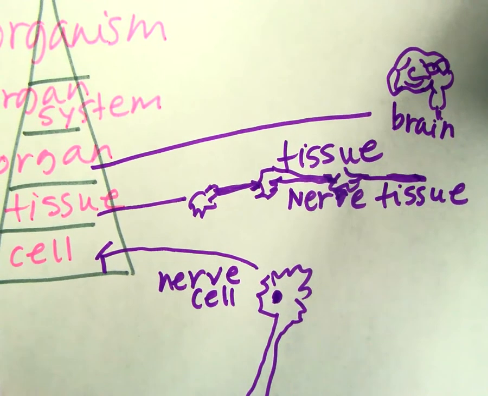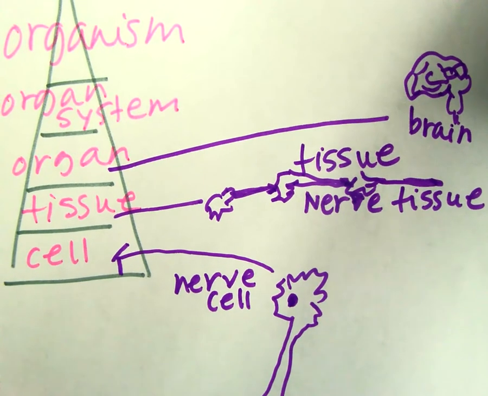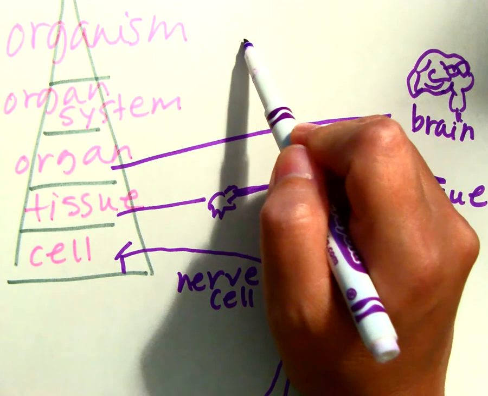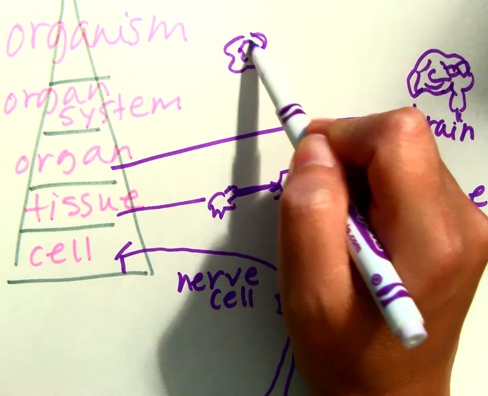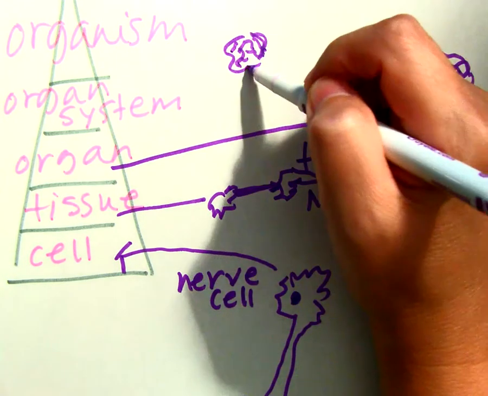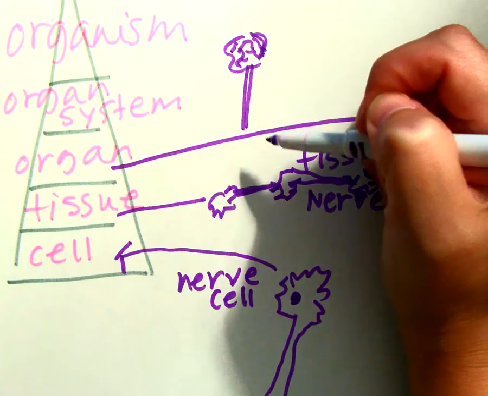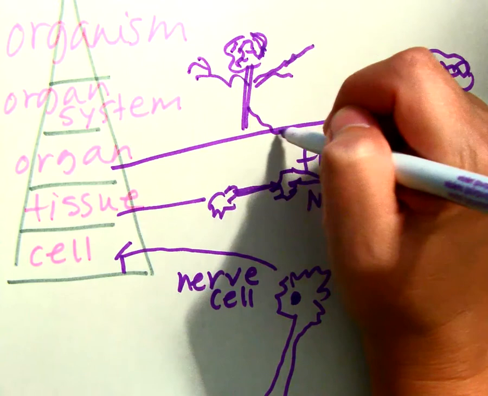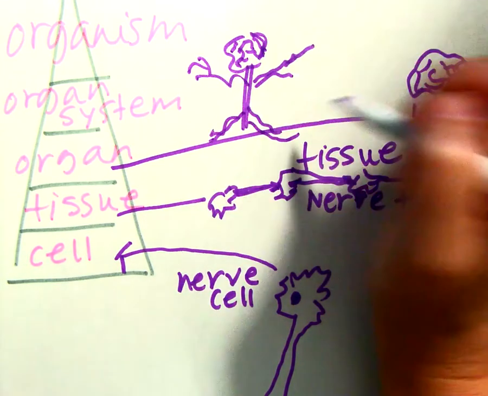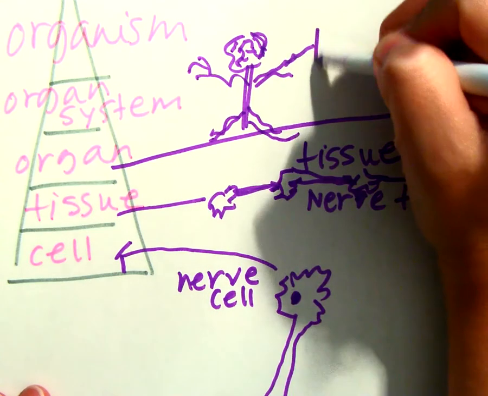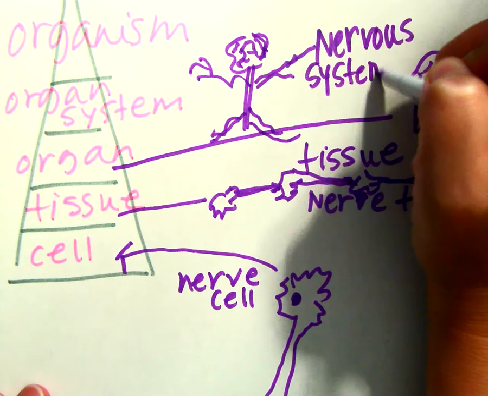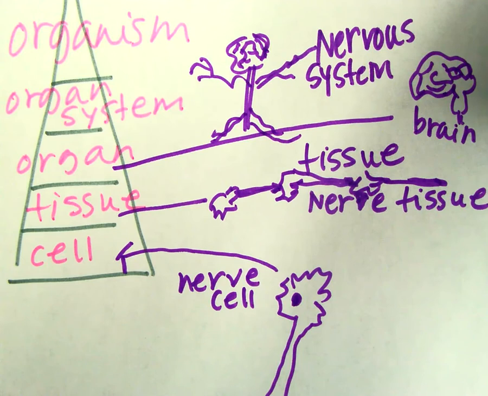Okay. Now, when there's different organs working together for a purpose, that makes an organ system. So for the organ system, we have the brain. And then we have the spinal column that goes down the middle of your back. And then nerves that go all out throughout your arms and legs and all over your body. And this would be called the nervous system. This is one system out of 9 that we're going to learn in a couple of weeks.